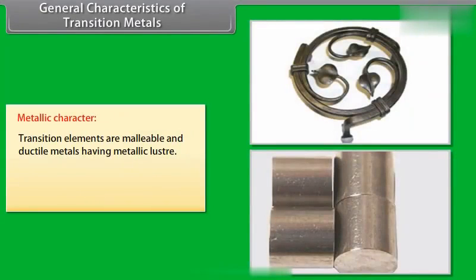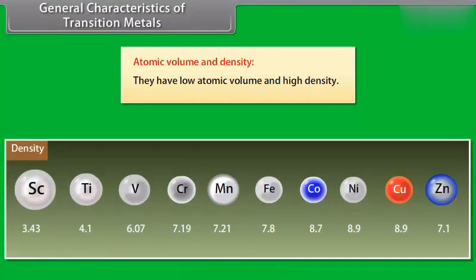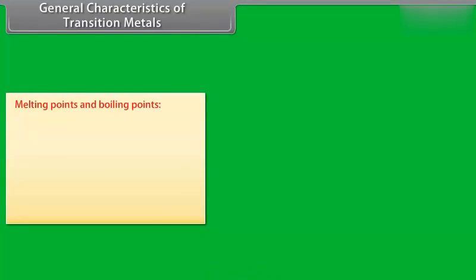Metallic character. Transition elements are malleable and ductile metals having metallic luster. These are good conductors of heat and electricity. Except mercury, all are solids. Atomic volume and density. They have low atomic volume and high density. Melting points and boiling points.